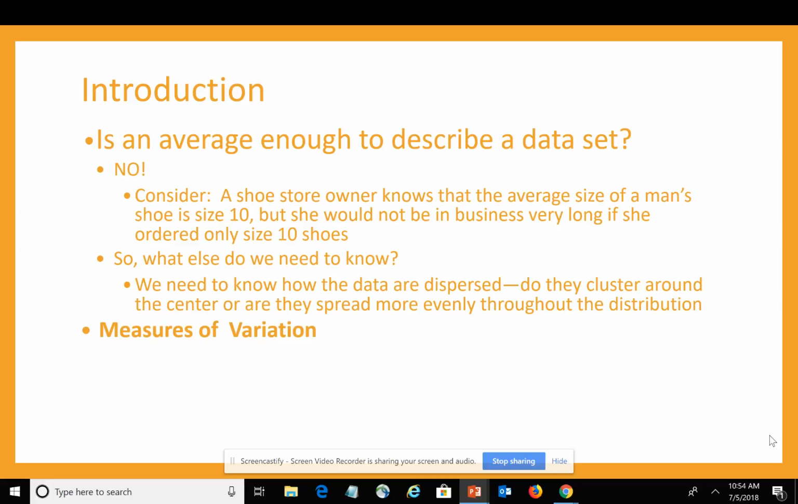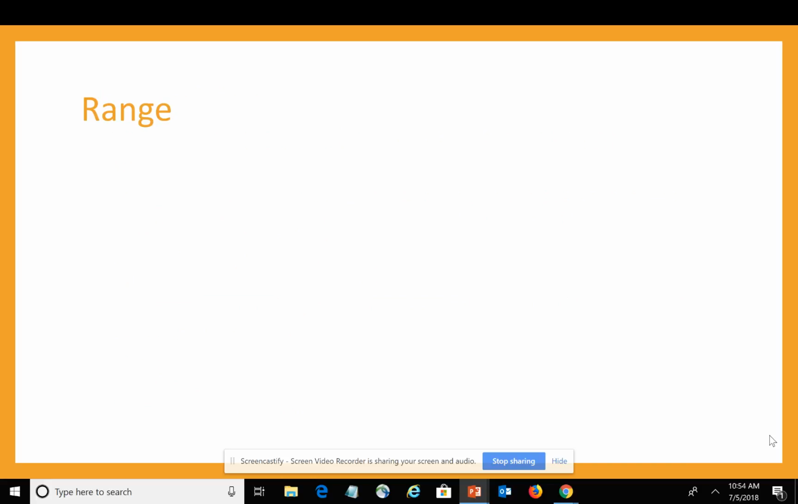That's where we get into the measures of variation from a statistical point of view. How much does the data vary, or how much are they spread out? There are 3 measures of variation we're going to consider: the range, the variance, and the standard deviation. Let's talk about the range first.